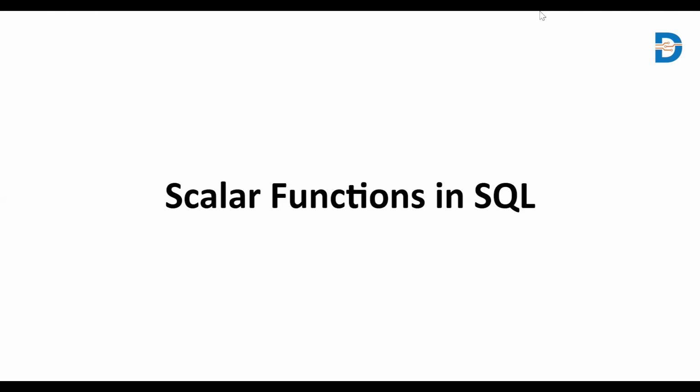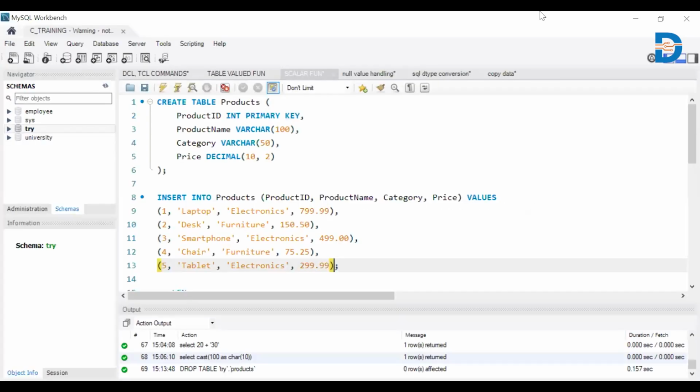All right, so there are many scalar functions. Common scalar functions are upper, lower, length, round, absolute, getdate. These are the different scalar functions we'll be dealing with. Now, we'll check the implementation part.